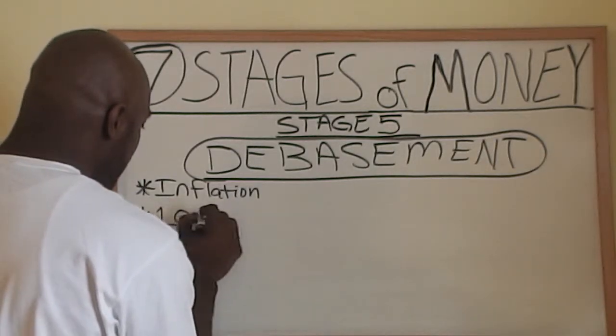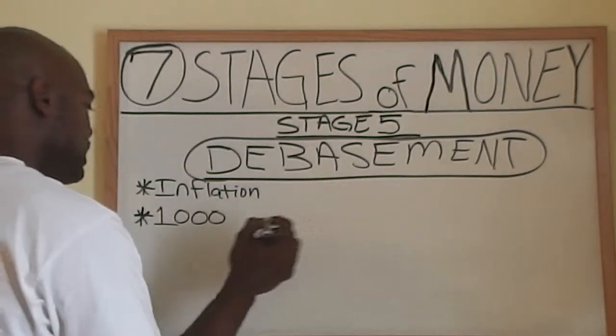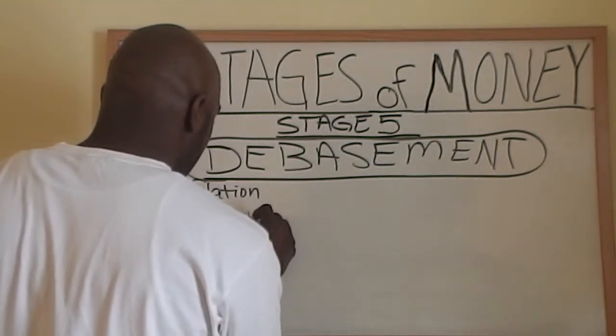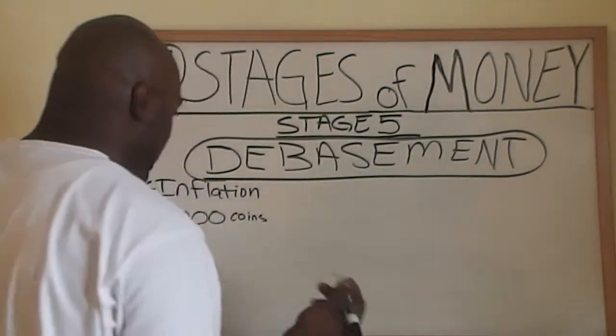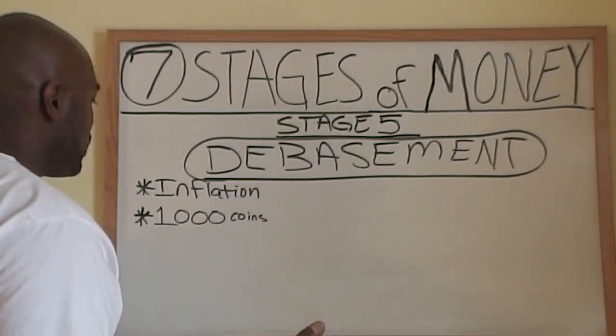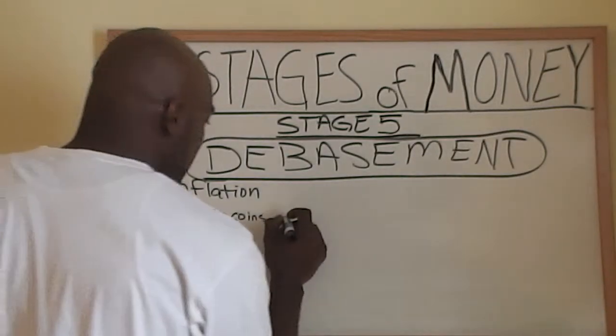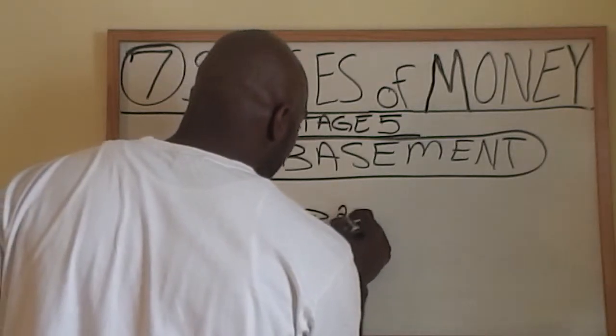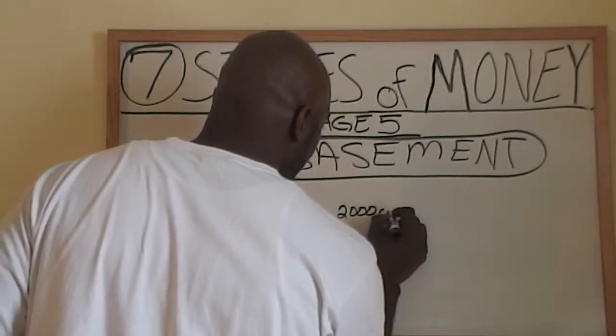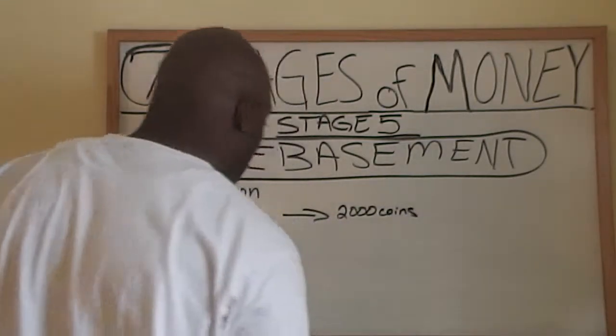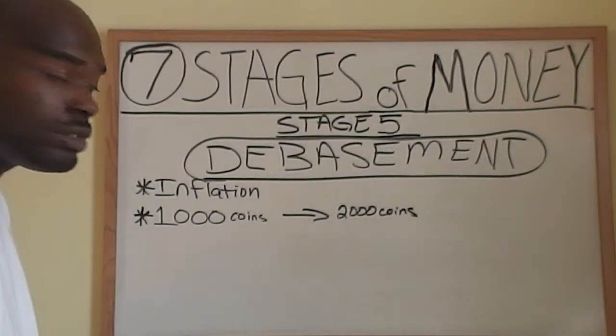Let's say the Treasury takes in 1,000 coins. We're going to use coins because this is ancient. They would use coins for money, gold and silver coins. So they take in 1,000 coins, but they would send back out 2,000 coins. How did they do this? Well, they debased the coinage.